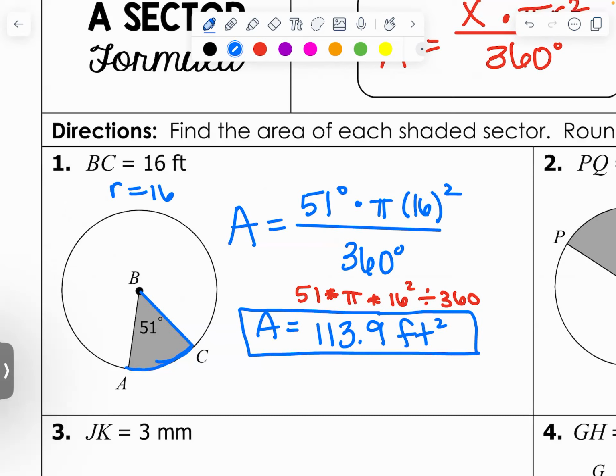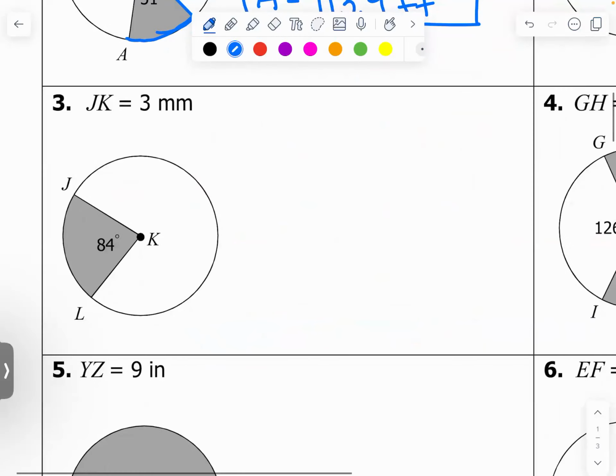Sector. Sector. Section of a circle, sector. All right, you and your elbow partner work together on number 3.